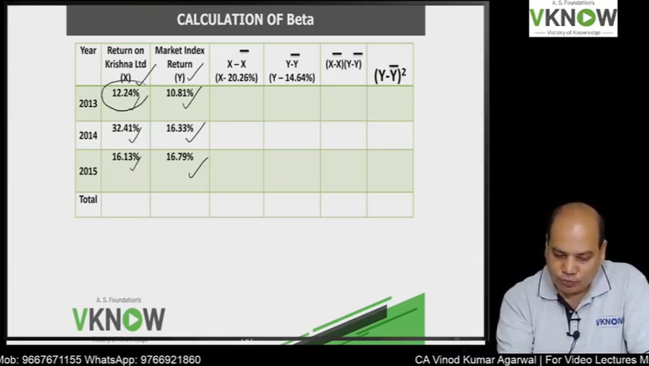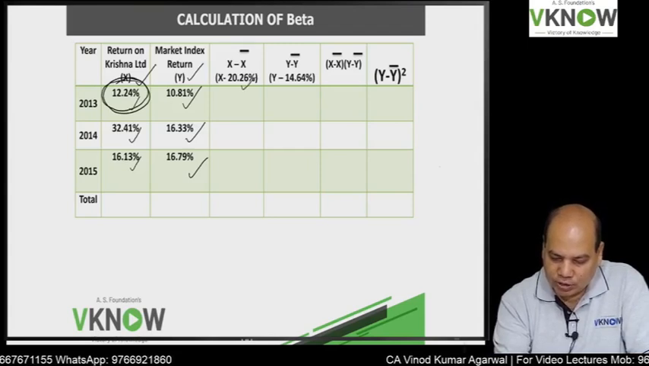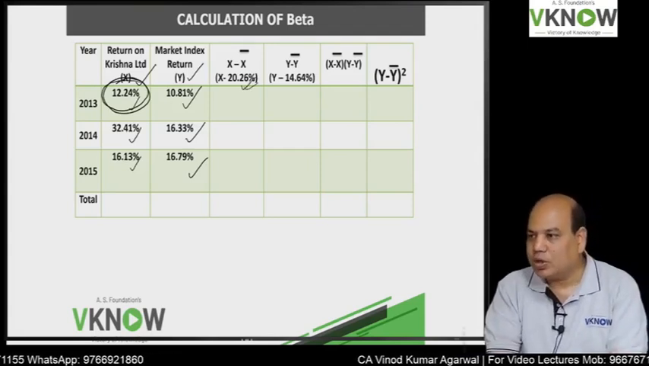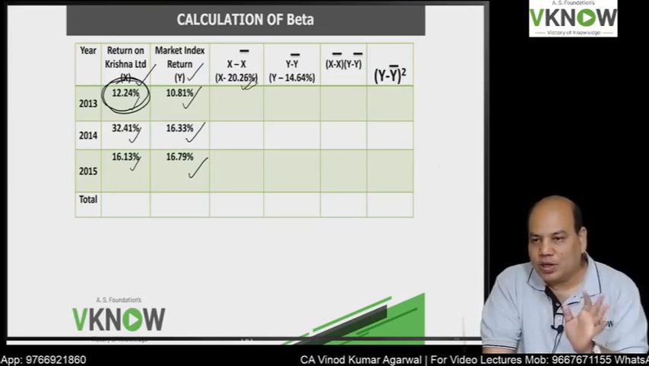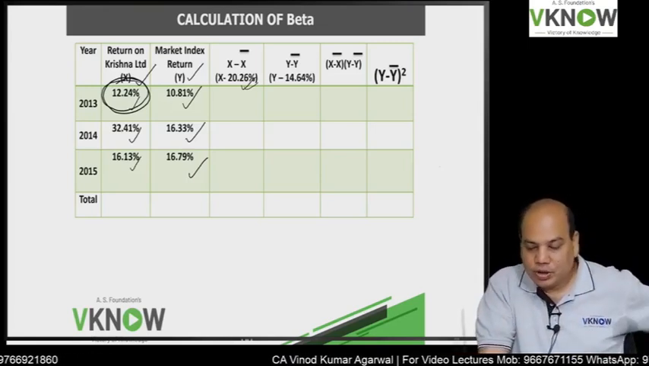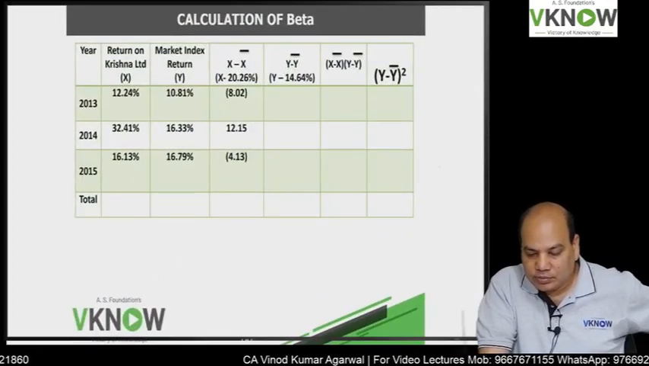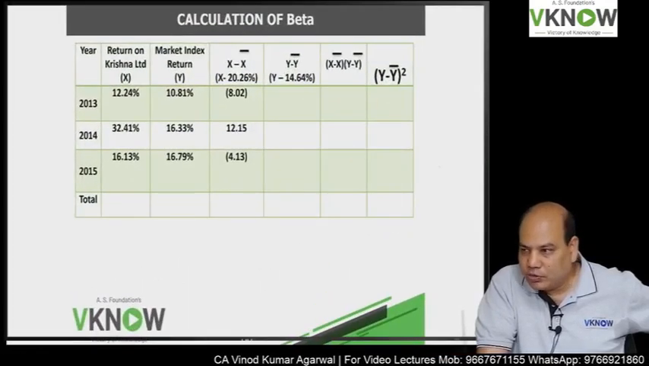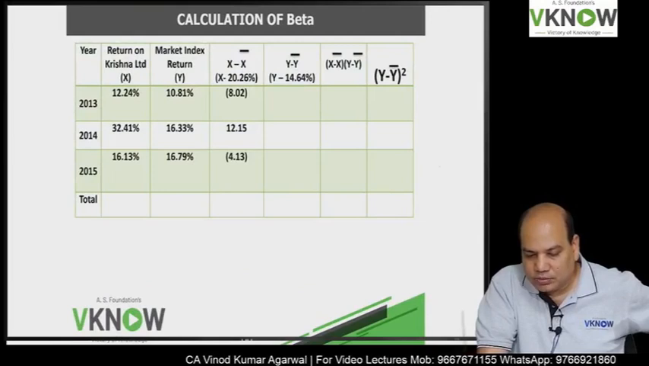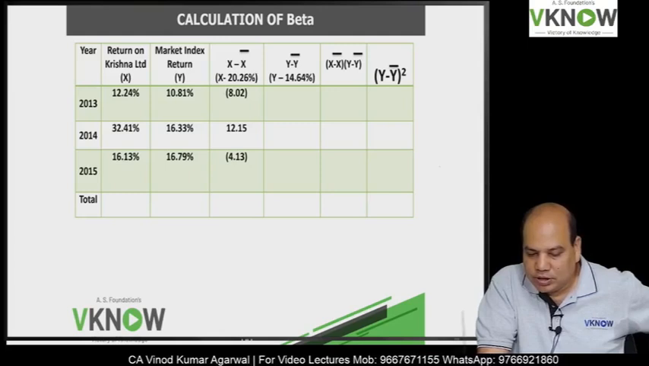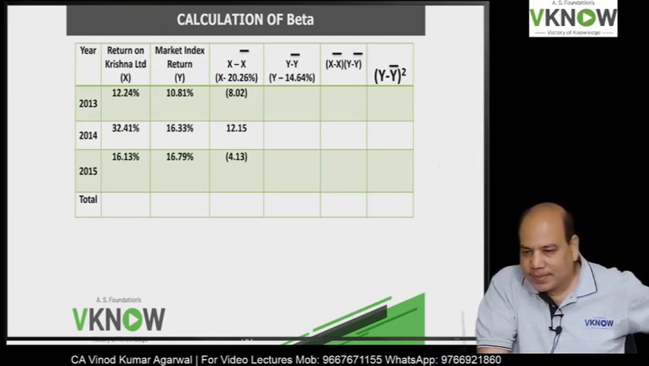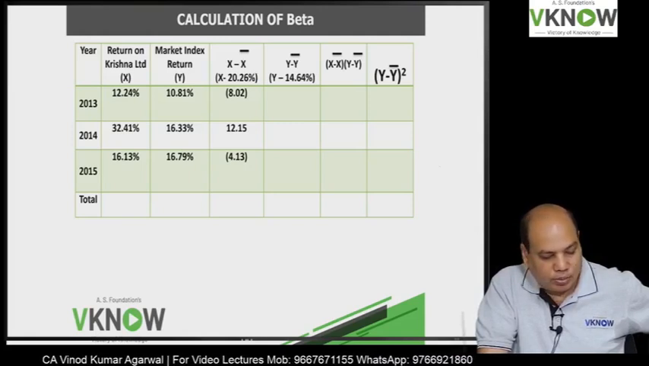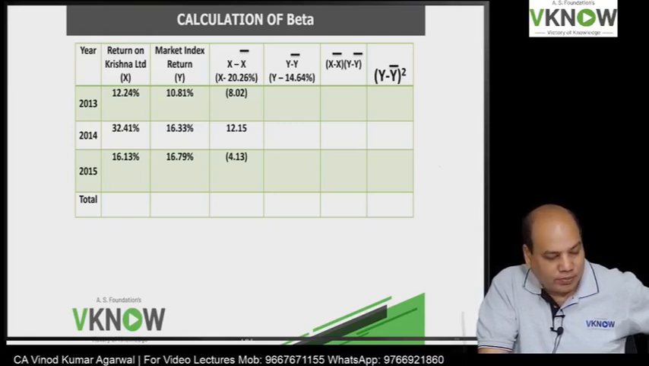Take 12.24 minus 20.26. Practice is very important in this chapter. Otherwise students don't know which column to draw, what should be added, deducted. So anybody wants to reply x minus x bar. Is it minus 8.02? Below that, second year. 12.15, very good. Year 3, minus 4.13 is right. 8 mark, bonus mark, but you should know it.